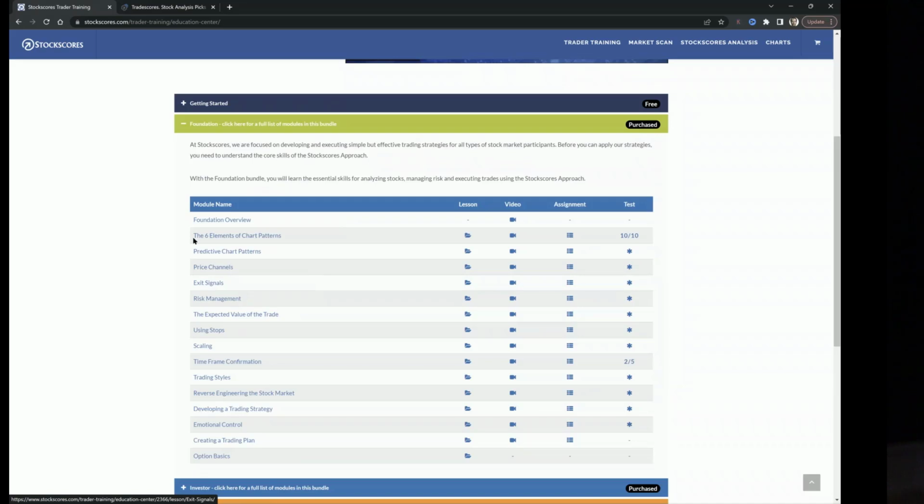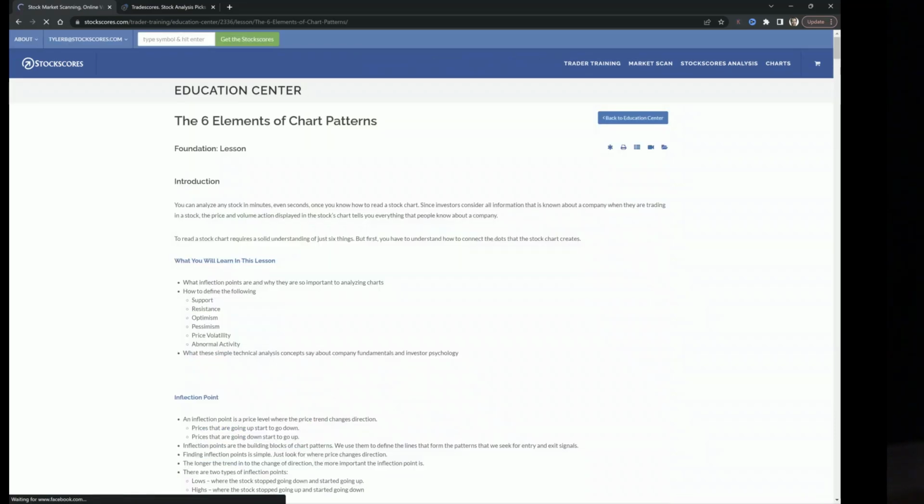If I go to the foundation section, this is the theory. So when to exit, how to read a chart pattern, what are predictive chart patterns? And there's a written component. So I can go in here and I can learn what the 6 elements of chart patterns are. I'll give you the answer. It's support, resistance, optimism, pessimism, price volatility, and abnormal activity, all this stuff right here. And then I explain all those things.